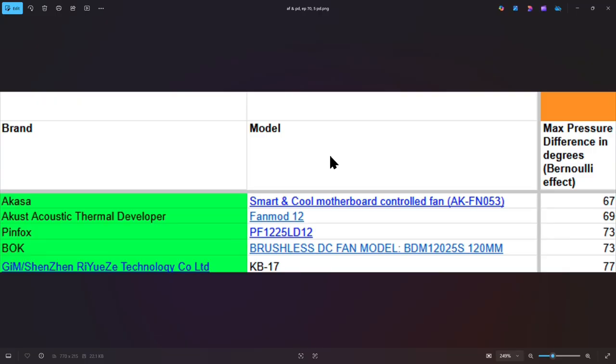And then the Akust came in at 69, not a significant difference. The Pinfox and the Bach at 73, which is not exactly something that I would say would be significant, nor was the difference between them and the GIM at 77 what I would consider to be significant. So what I want to do now is show you how these fans stack up with the 300 or so other fans that I have on my list.